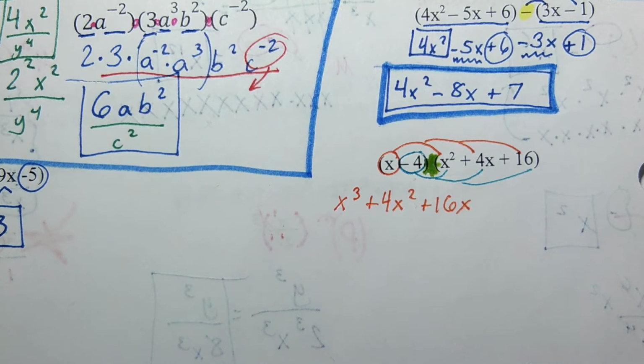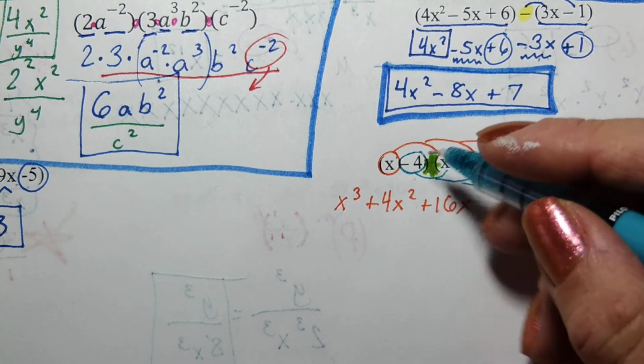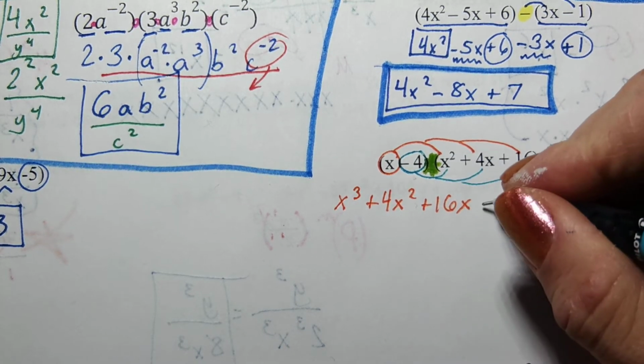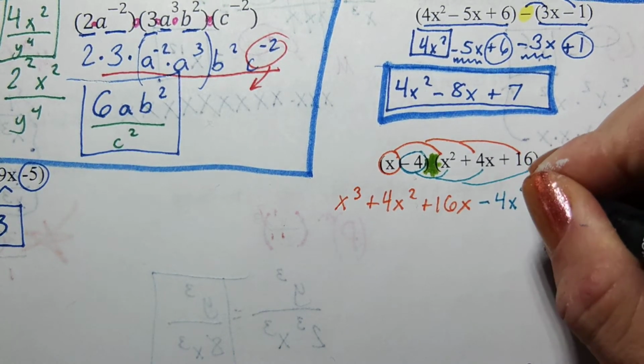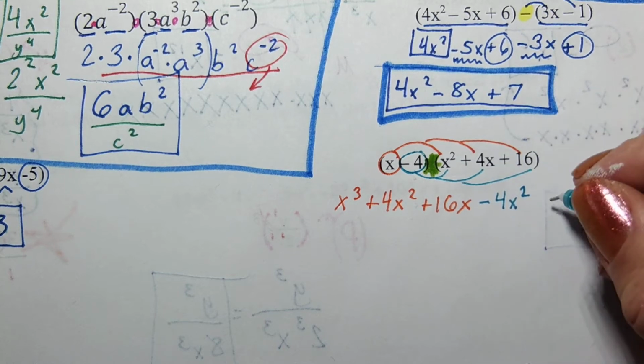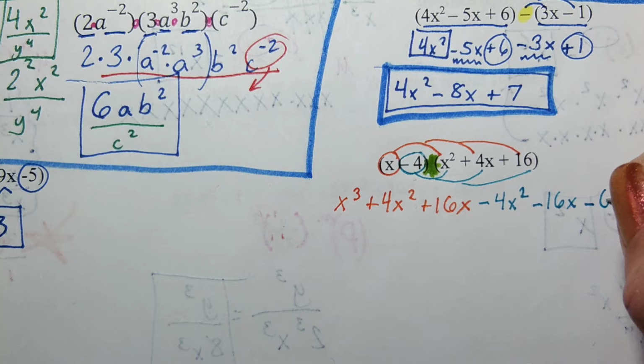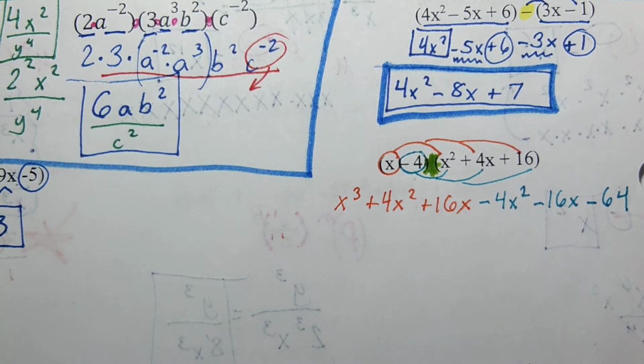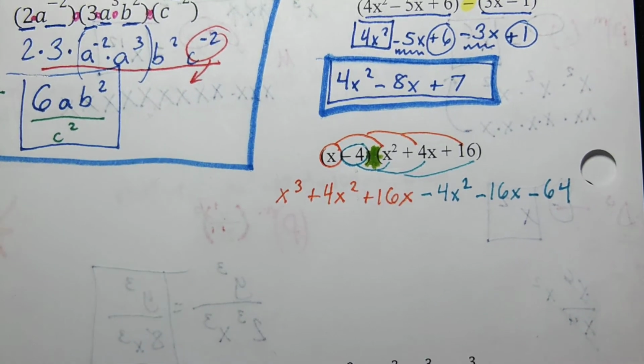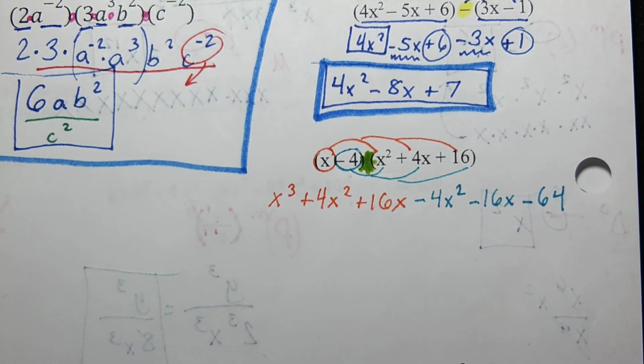So I have distributed that first x to everybody in the second parenthesis. Now for the negative 4. Negative 4 times x squared, negative 4x squared. Negative 4 times 4x, negative 16x. And negative 4 times 16 is negative 64. And we're done. Put a box around it, question mark. What should we do next?